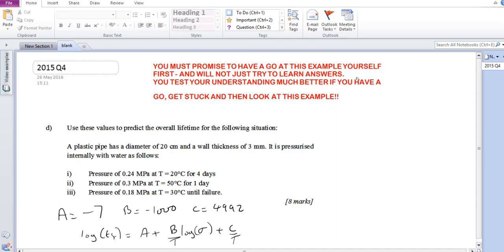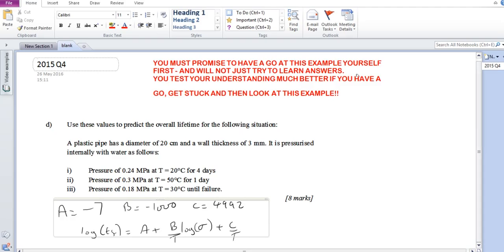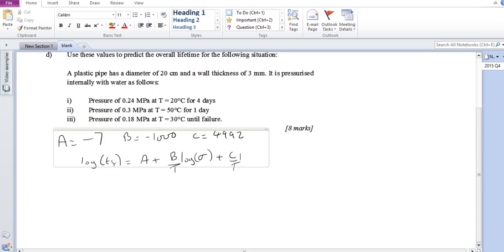So in this particular question we've got a pipe with a diameter of 20 centimeters and a wall thickness of 3 millimeters, pressurized with water as follows. It has an initial pressure of 0.24 megapascals at 20 degrees C for 4 days. It then has a pressure of 0.3 megapascals at 50 degrees C for 1 day, and it then has a final situation of a pressure of 8.18 megapascals at T equals 30 until it fails. And what we need to do is work out the overall lifetime.